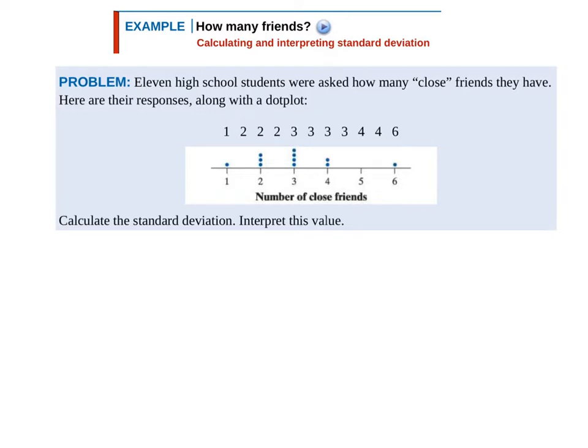So, as promised, here's that example. This example is called How Many Friends? 11 high school students were asked how many close, in quotation marks, close friends they have. Here are their responses in a dot plot. So thank you, whoever organized this data. It's in numerical order. So there are 11 values here, and they range from 1 close friend all the way up to 6 close friends. So let's calculate the standard deviation and interpret what on earth this means.